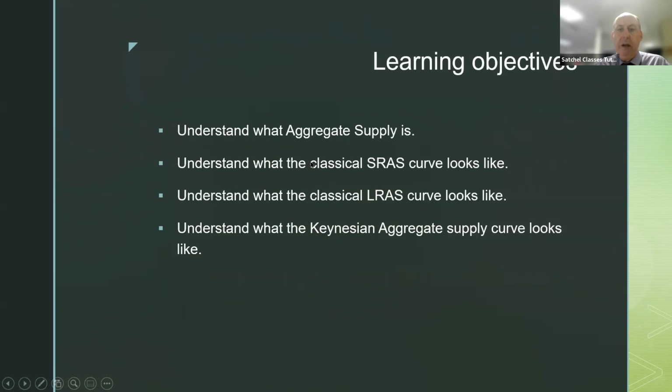So finally, going back to our objective, hopefully now you understand what aggregate supply is. And you understand the difference between a classical short run and a classical long run. And you also understand the difference between the classical view and the Keynesian view of the aggregate supply curve.